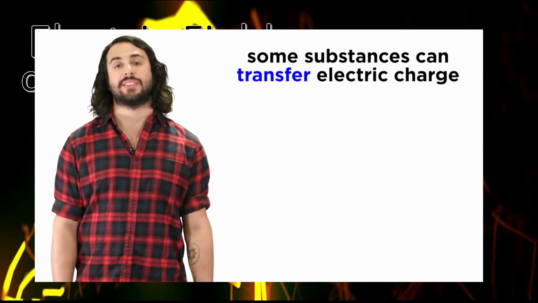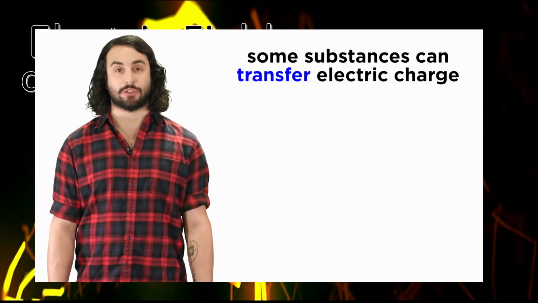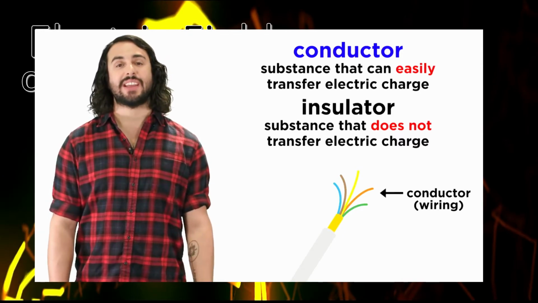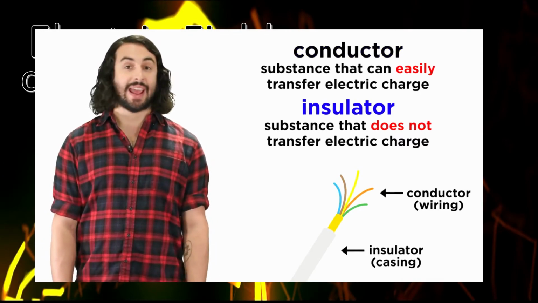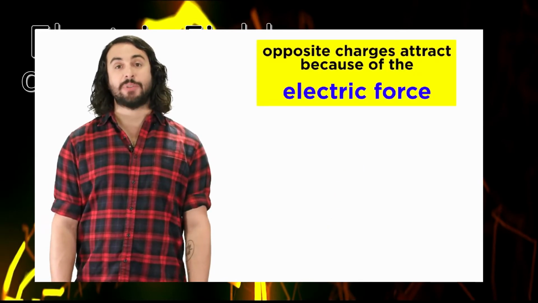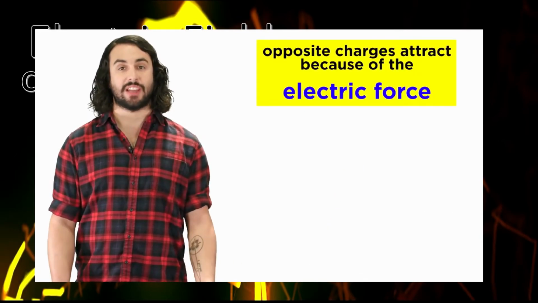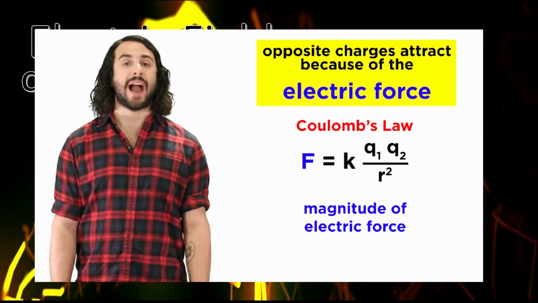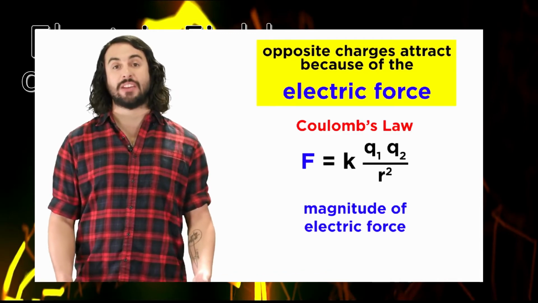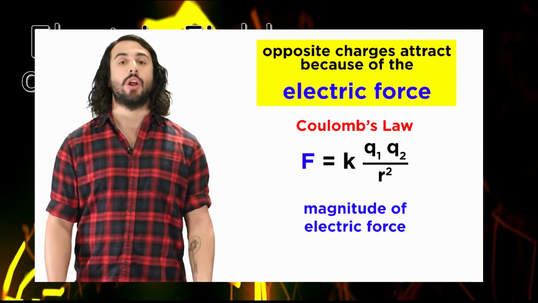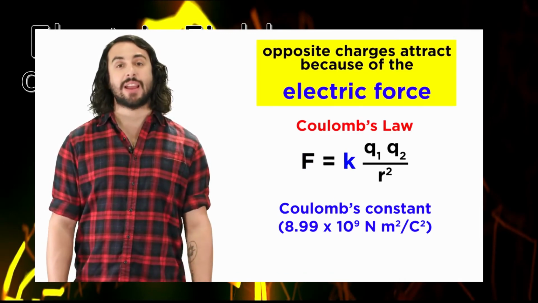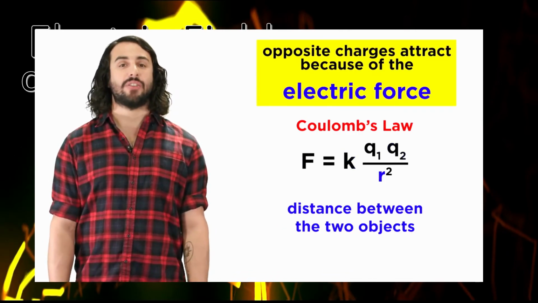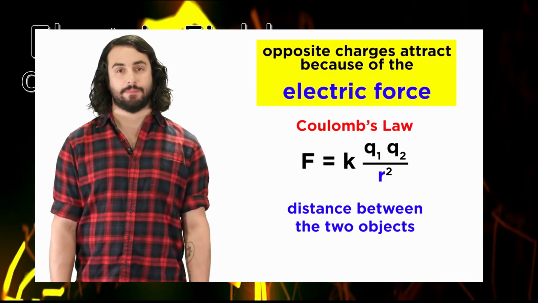We can categorize substances by their ability to transfer electric charge. A substance that can easily transfer electric charge is a conductor. One that can't is an insulator. Opposite charges attract one another because of the electric force. This is outlined in Coulomb's law, which states that the magnitude of the electric force between two objects is equal to the Coulomb constant times the charge on one object times the charge on the other, divided by the square of the distance between them.